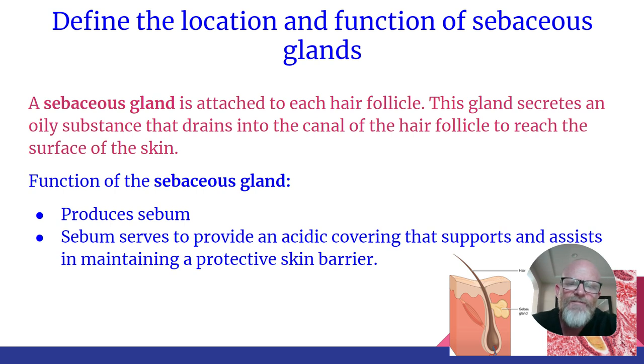Define the location and function of sebaceous glands. A sebaceous gland is attached to each hair follicle, and these are typically found in the dermis, specifically in the reticular area of the dermis. This gland secretes an oily substance that drains into the canal of the hair follicle to reach the surface of the skin. So the function of the sebaceous gland is to produce sebum, and sebum serves to provide an acidic covering that supports and assists in maintaining a protective skin barrier.